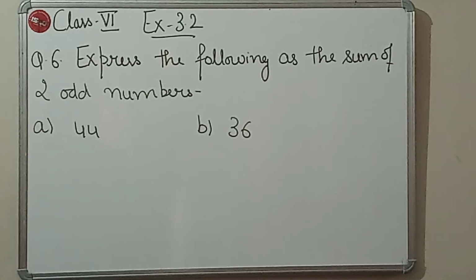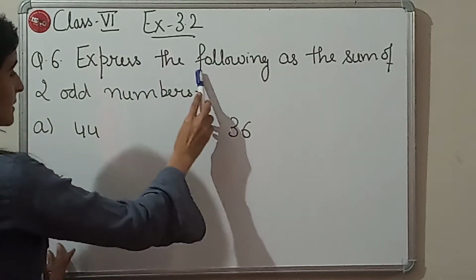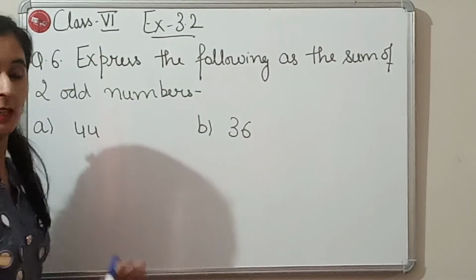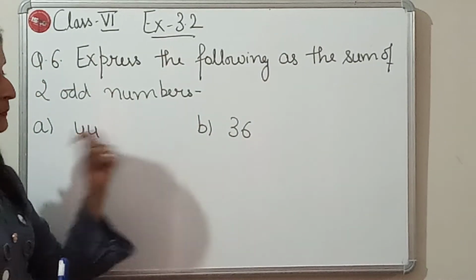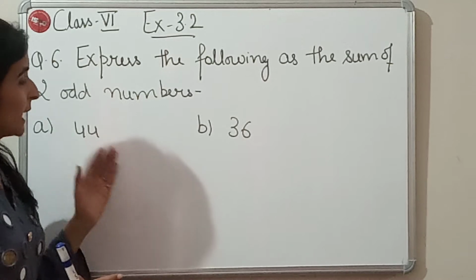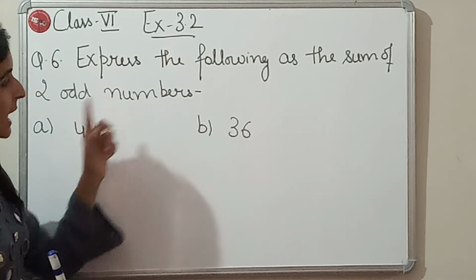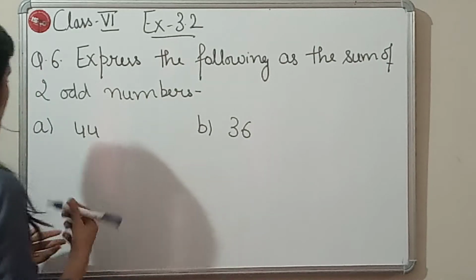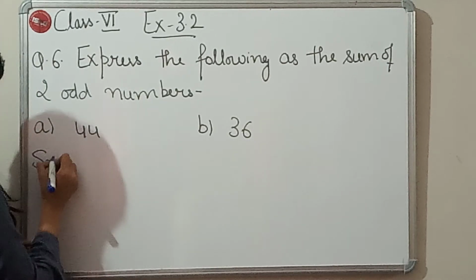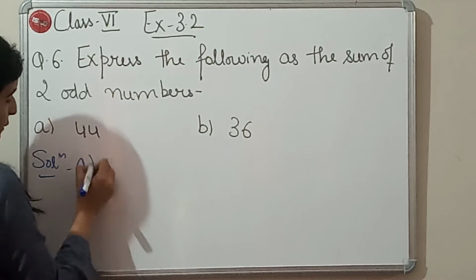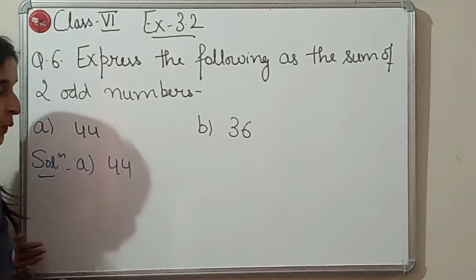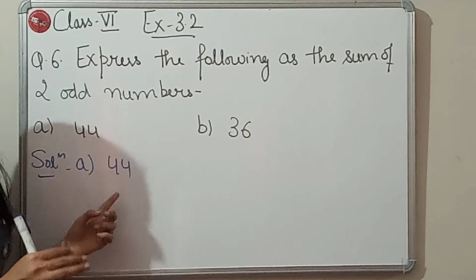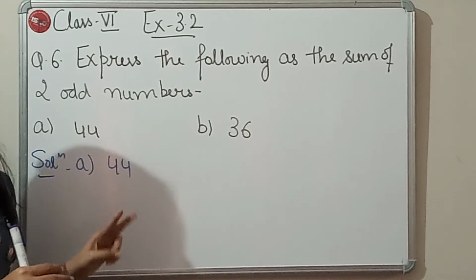After that, the next question is, express the following as the sum of 2 odd numbers. Now we have been given these numbers and we have to express these numbers as the sum of 2 odd numbers. So how can we do this? Let's look at the solution. Firstly, I am going to solve this for 44. Okay, so we have to write it as the sum of 2 odd numbers.